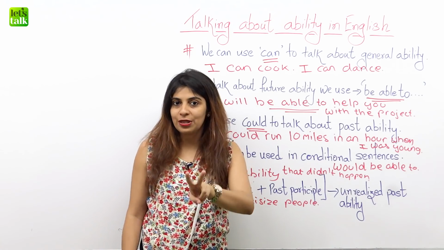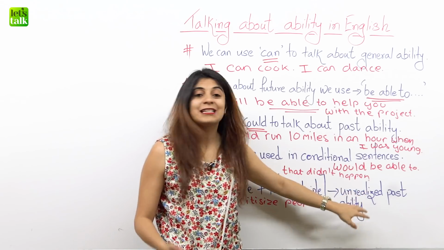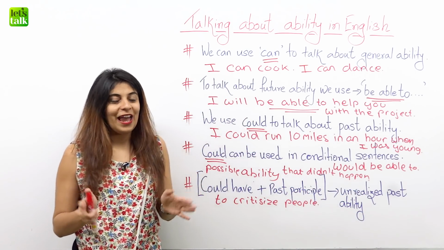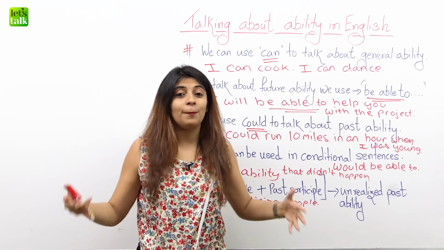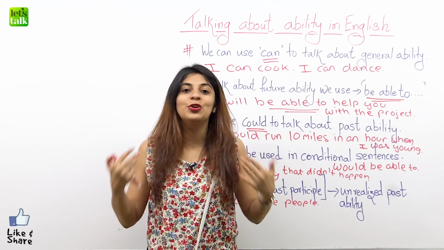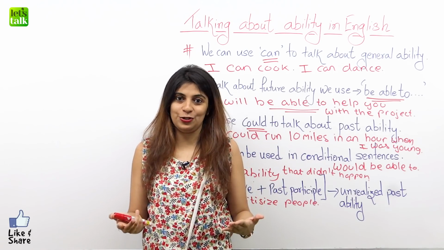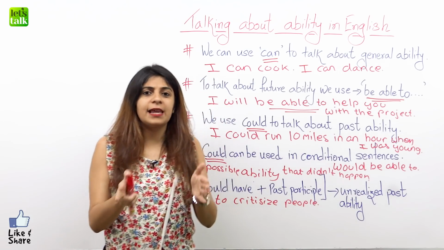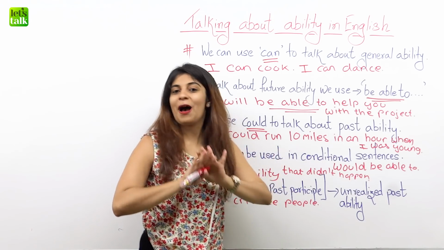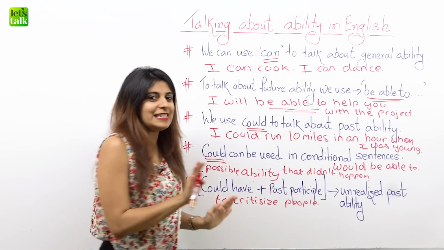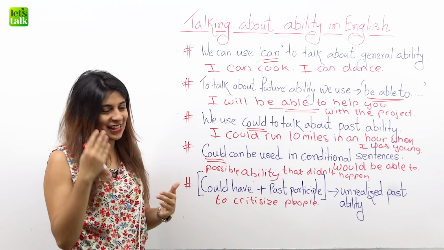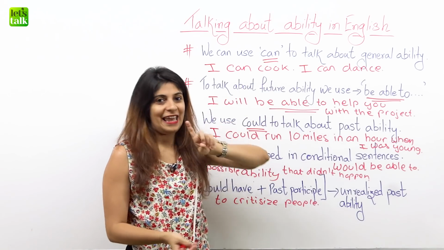So it's used for two things: when you are talking about unrealized past ability and when you want to criticize people. Okay, so the next time you want to talk about your abilities, you know how to frame your sentence, how to use it or how to say it in English. Let's quickly revise the same rules right here. We can use the word can when you are talking about general ability, like I can dance, I can sing. Well, not really, but yes, if that's what you can do, then use the word can.